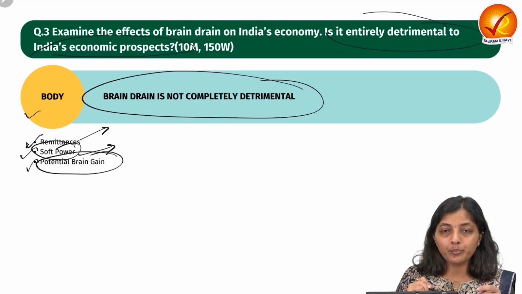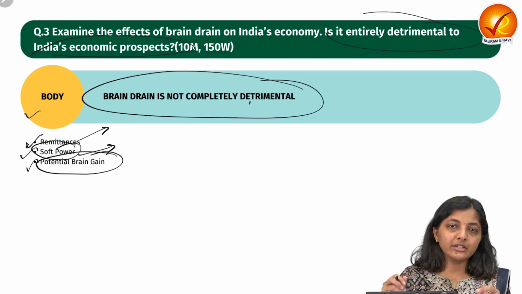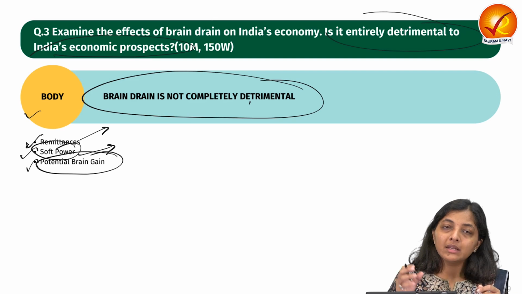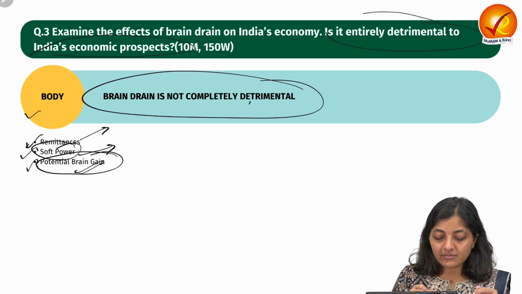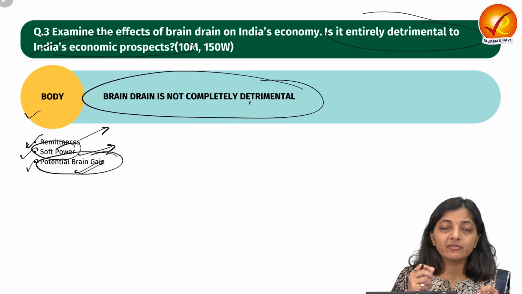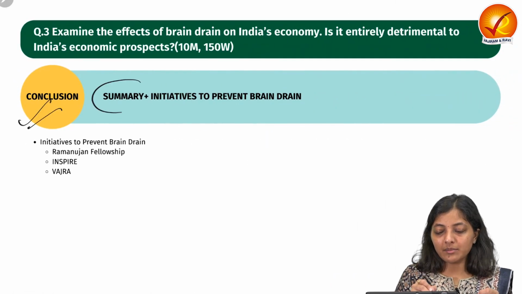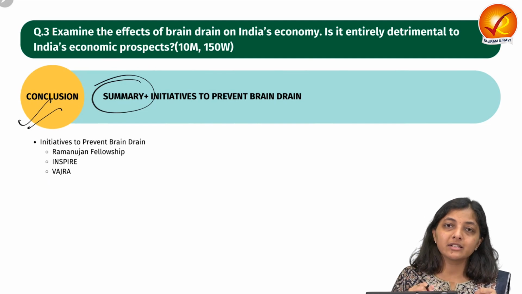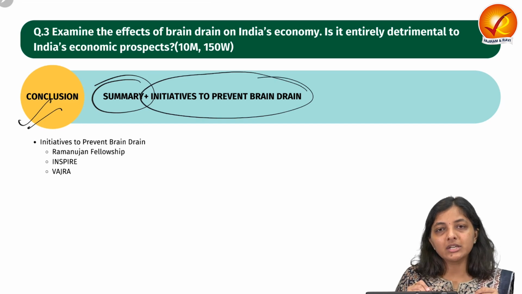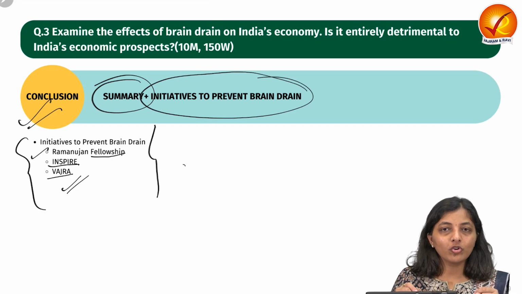Next is the potential brain gain. When the people who have moved to other nations come back, if they come back, they come back with new skills, expertise and resources. So this will act as a brain gain, or wisdom gain, in the home country. Finally, in the conclusion, you can write a summary that now is the time that India should focus on retaining its brightest minds. You can also give some initiatives to prevent brain drain, like the Ramanujan Fellowship, INSPIRE, Vajra scheme, etc. You can give the governmental initiatives in the conclusion part.